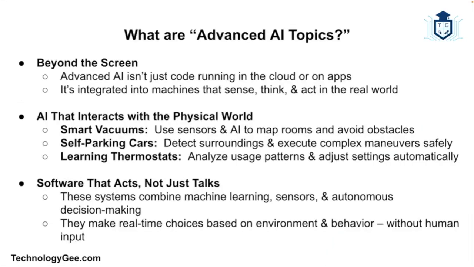All right, so let's talk about advanced AI topics. Think of advanced AI topics as real world applications that go beyond just software. Instead of just running in the cloud or on your smartphone, AI is now baked into machines that interact with the physical world. You can think of your vacuum that can map your living room, a car that can park itself, or a smart thermostat that can learn your habits and adjust the temperature without you lifting a finger. This isn't just software that talks, this is software that actually acts.